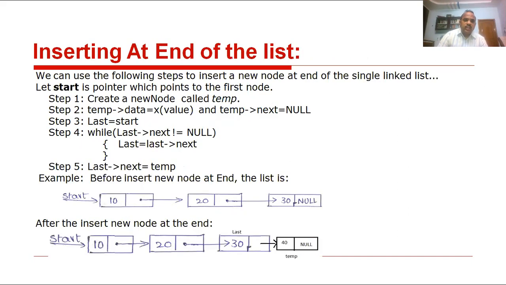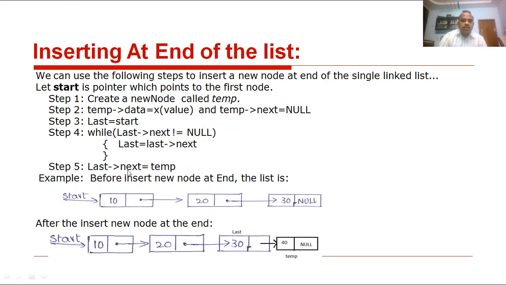So the next one is inserting at the end of the list. Same here, this is the original list. We can use the following steps to insert a new node at the end of the single linked list. Let start be a pointer which points to the first node. Then create a new node called temp.